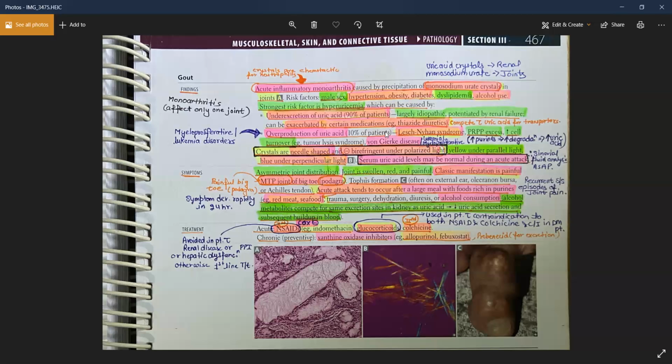Okay, any leukemia, any myeloproliferative disorder, any kind of tumor can cause hyperuricemia, right? And they can cause gout then. Okay. So any doubts so far about the risk factors and the cause of gout?